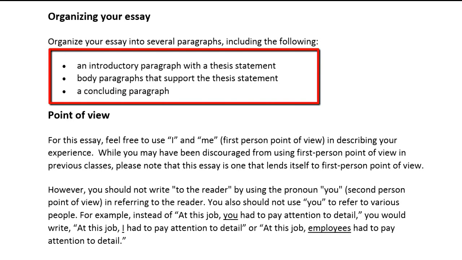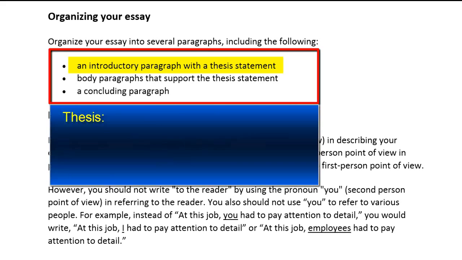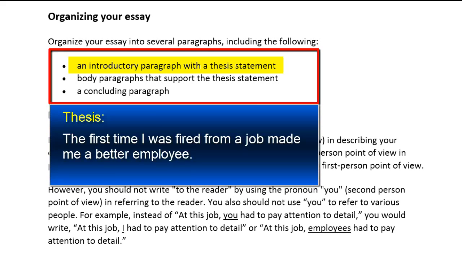That means you will have a typical introduction paragraph that presents the topic, provides background context, and leads to a thesis statement that contains the theme you're trying to convey. For example, the first time I was fired from a job made me a better employee. With this thesis, the reader knows what specific event will be narrated and its importance. The thesis doesn't have to outline the entire essay.